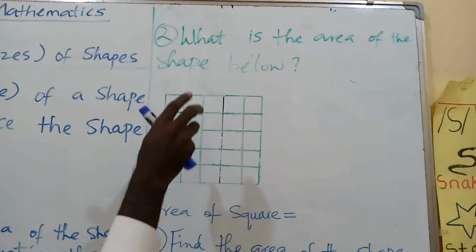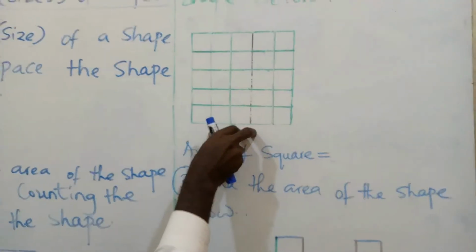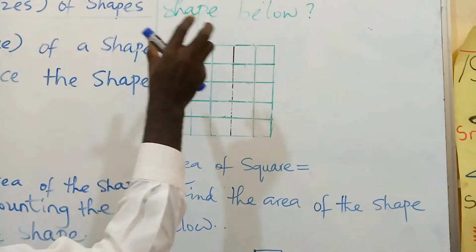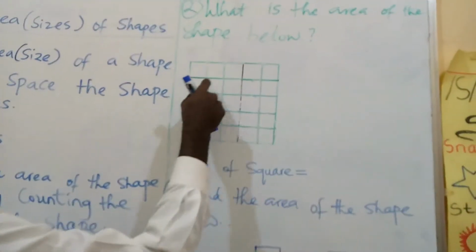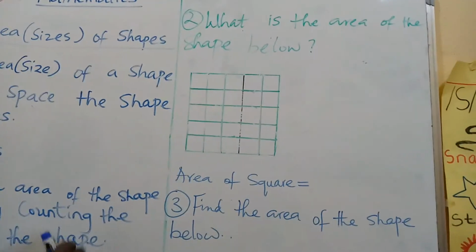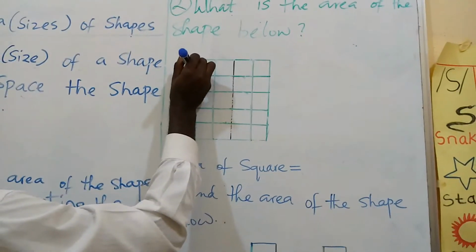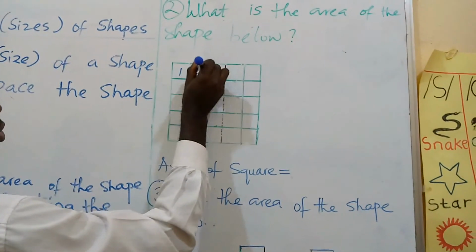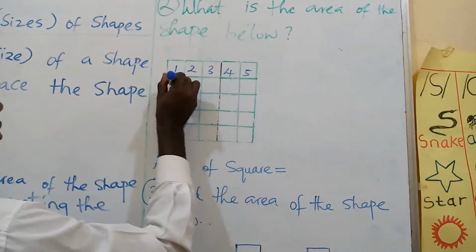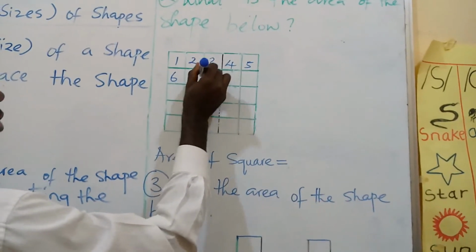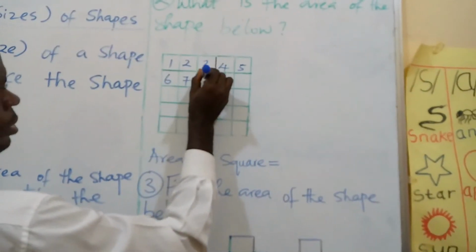If you said a square, you were correct. This is a square. So to get the area of this square, we need to count these tiny squares in this shape. Alright, so now let's proceed by counting. You can count with me. This is what? 1, 2, 3, 4, 5, 6, 7, 8.